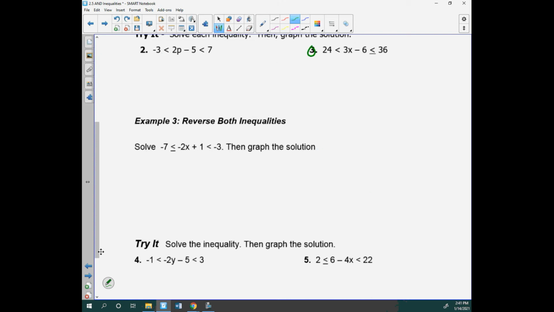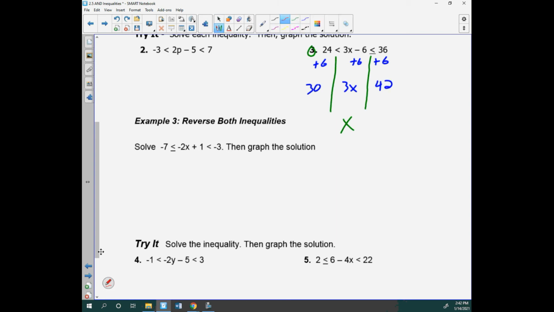Okay, so like I said, what I do is I draw the lines down for both of those because my final goal is to get that x all by itself. So when I do that, I need to get rid of this -6 first by adding 6. Well, I can't just do it to the one side. I have to do it to all 3 sides. And so when I do that, now that gives me 30, gives me 3x, and it gives me 42.